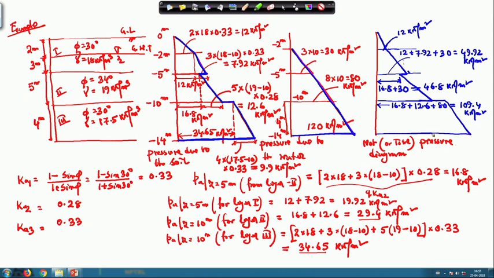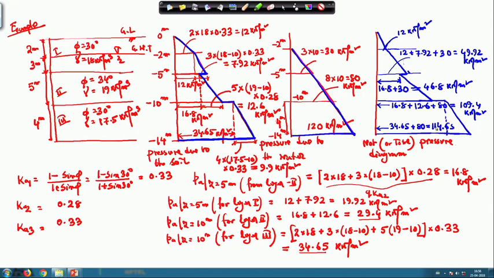So, what are the values of this portion? This portion value is 34.65 plus this is 80. So, this will be equal to 114.65. So, I am talking about up to this portion.